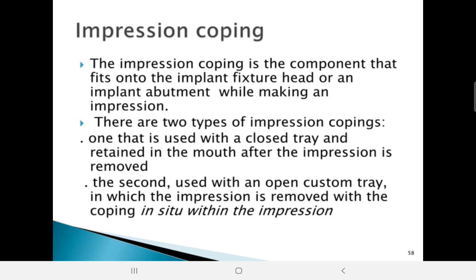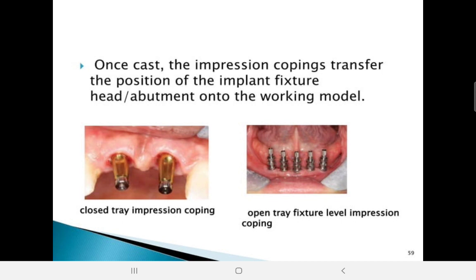Coming to impression coping. The impression coping is the component that fits onto the implant fixture head or an implant abutment while making an impression. So there are two types of impression copings. One is used with a closed tray and it is retained in the mouth after the impression is removed, and the second one is used with an open custom tray in which the impression is removed with the coping in situ within the impression. So once the cast is made, the impression copings transfer the position of the implant fixture abutment head onto the working model on the cast.